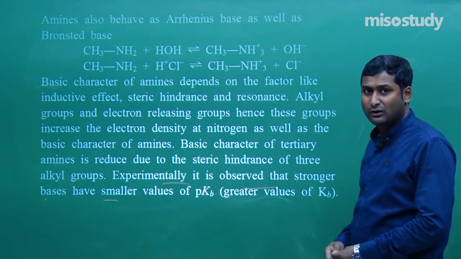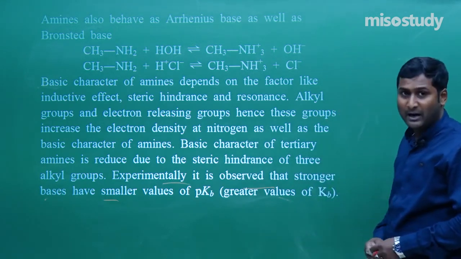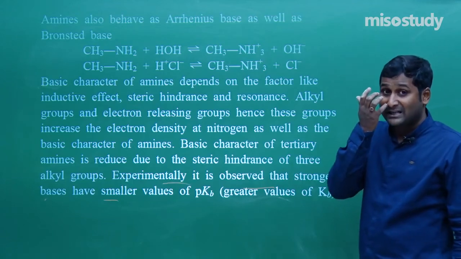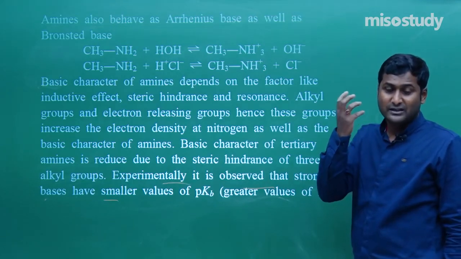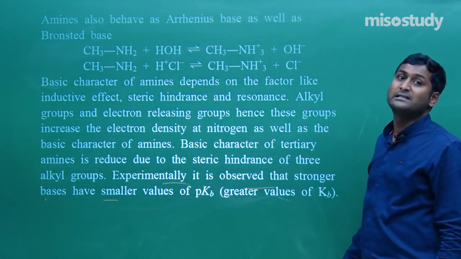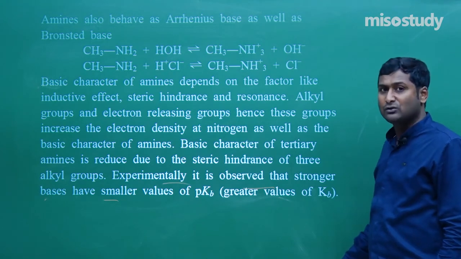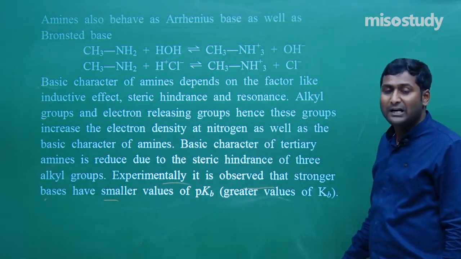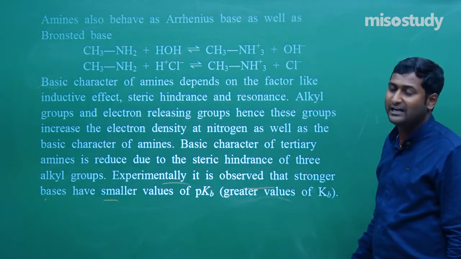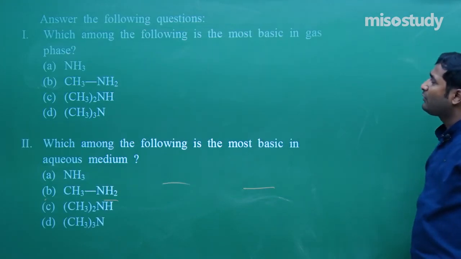In aqueous solution, as I told you, the basic character decreases in the case of 3-degree amine, but in the gaseous phase the order is 3-degree, because there are 3 CH3, or you can say 3 alkyl groups and more plus I effect. But in aqueous solution, 2-degree amine will have more basic character than 3-degree and 1-degree. Now, which one of the following is most basic?